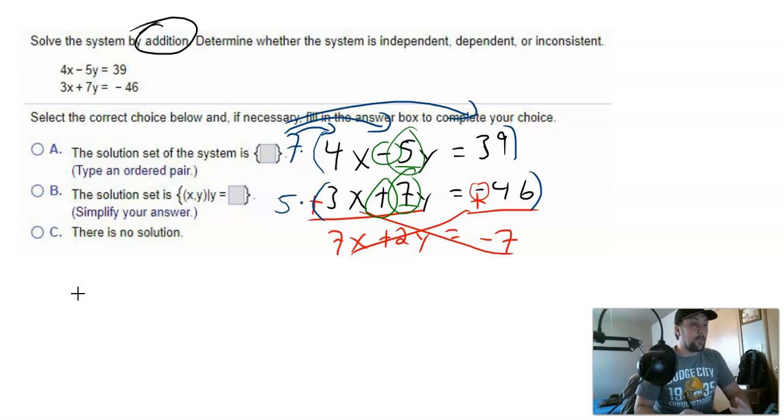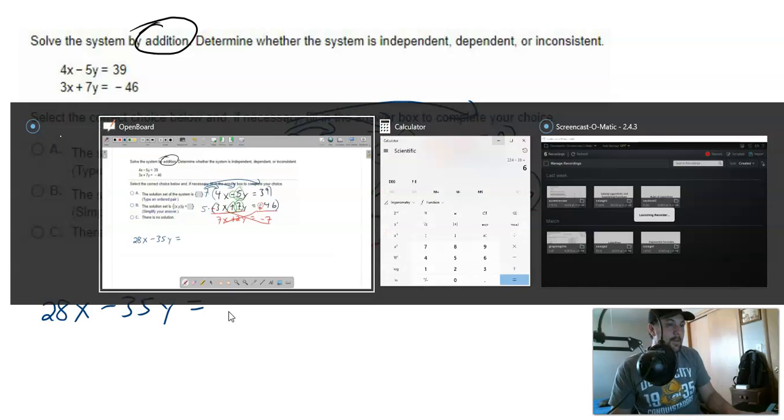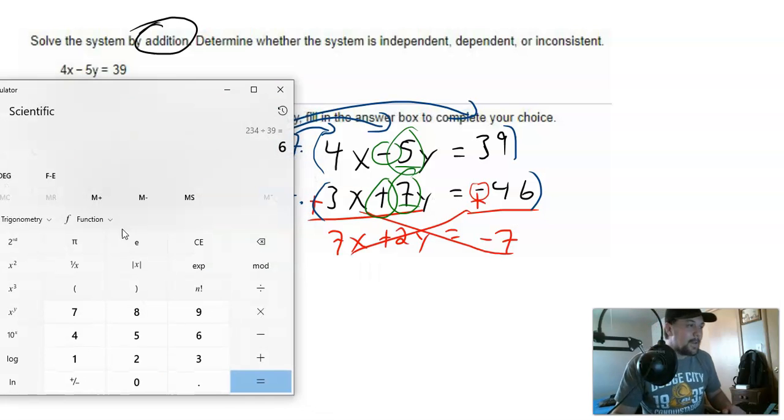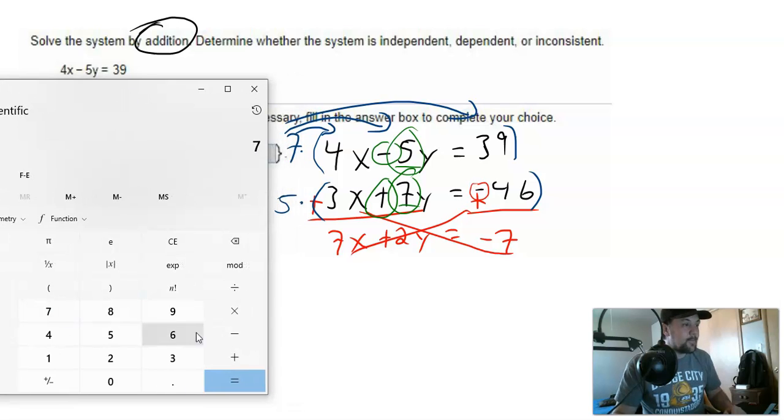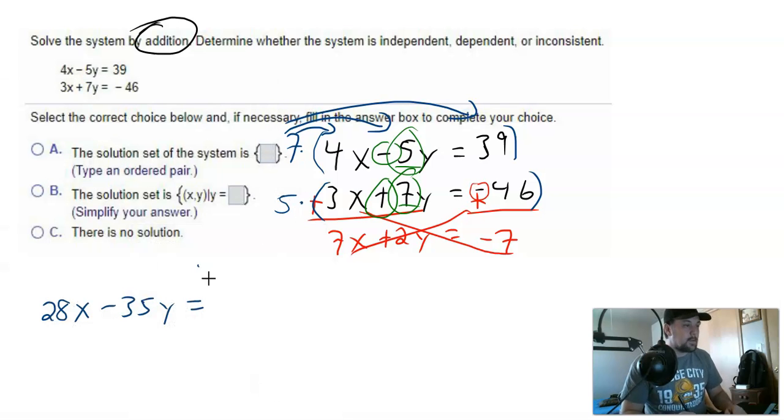And so I'm going to end up with 28x minus 35y equals, I think I'm going to use my calculator here. It's getting kind of late in the video, and I just don't trust myself enough to do this calculation in my head. So we'll have 7 times 39, which is 273. All right, so I'm going to get 273 here. Multiply the bottom equation by 5.